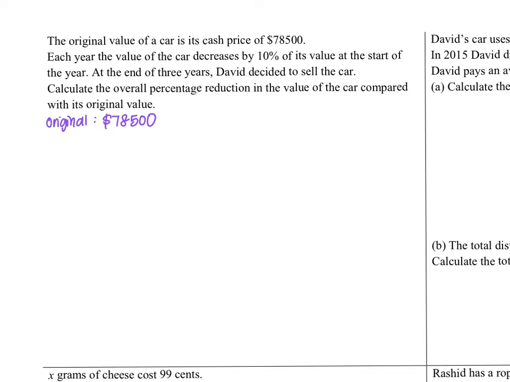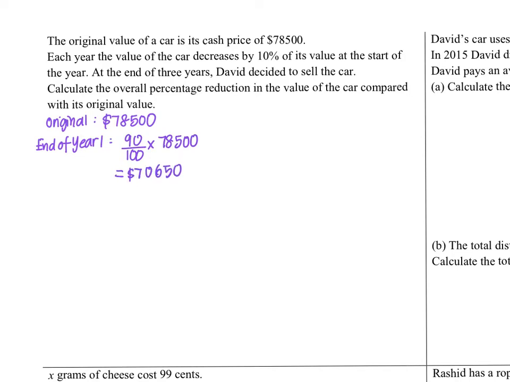So if I originally have 100% and I'm decreasing it by 10%, how many percent am I left with? At the end of the year, I'll be left with only 90%. So at the end of year 1, I'm left with only 90% of my original value, 78,500 times 90%, and this gives me the number. Okay, we have this amount of money.